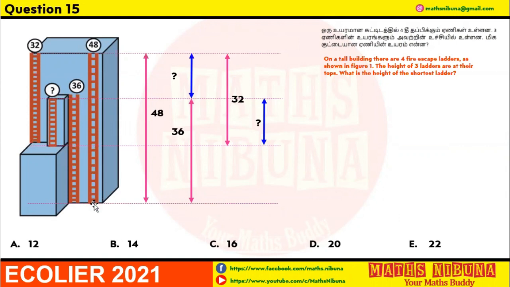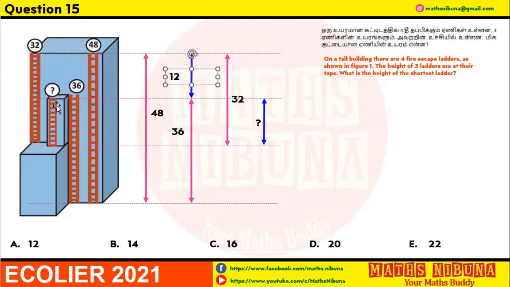Okay, now we look at this one. The tallest building is 48. From this to this is 48, and this building is 36. So if this is 48 and this is 36, you find the balance. That means the height from this line to this line should be 48 minus 36, right? Okay, 48 minus 36 equals 12.